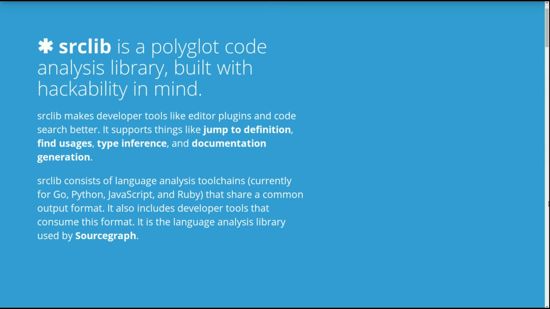Sourcelib is a code analysis library that analyzes code in multiple languages and exposes this information in a common language-independent format. It's designed to make it easier to create better programming tools that understand the code at a deep level and can support things like jump to definition, finding usage examples, and looking up docs. Sourcelib is 100% open source, and you can start hacking on it today.